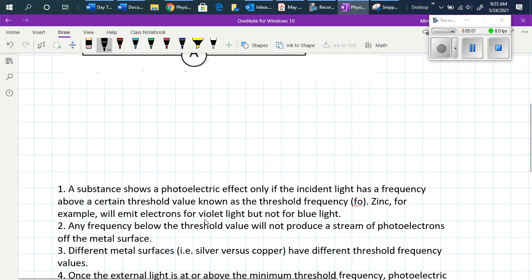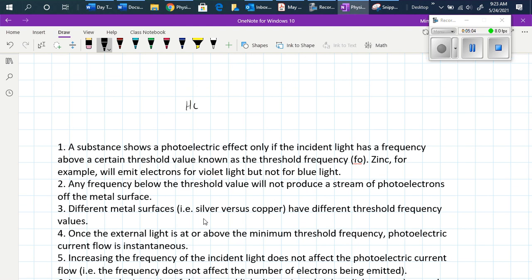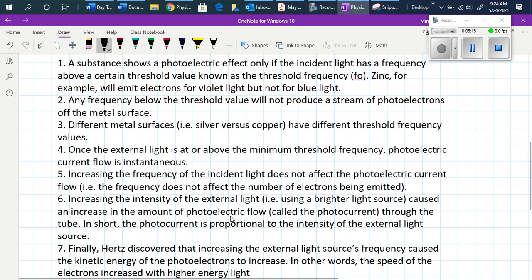All those findings of Hertz through the photoelectric effect are listed here, and pretty much are what we said. And all of those we were not able to explain from the classical physics point of view. So that means that now we enter into what is known as the quantum physics point of view.